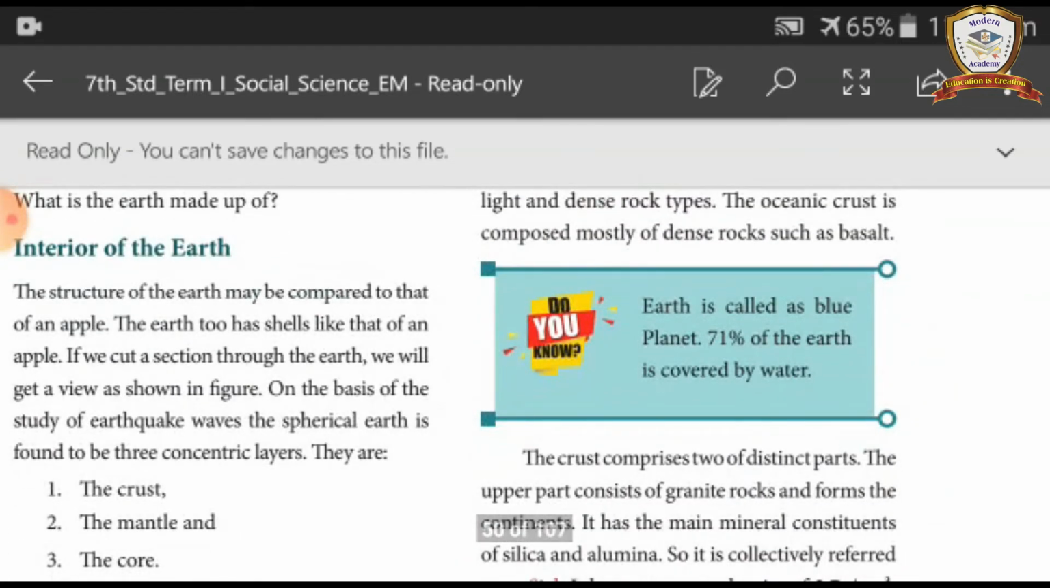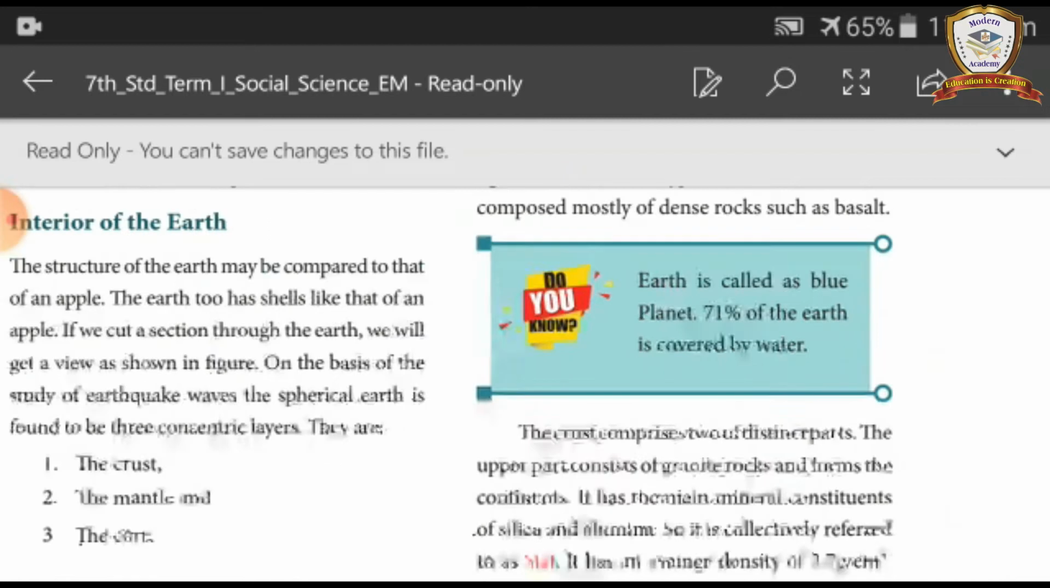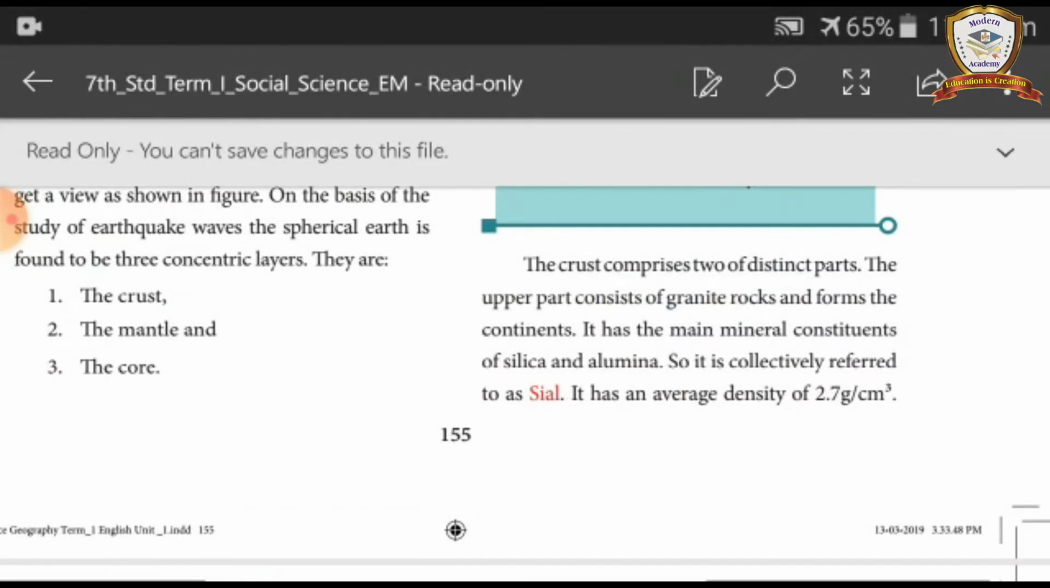Do you know? Earth is called the blue planet. 71% of the earth is covered by water. The crust comprises two distinct parts. The upper part consists of granite rocks and forms the continents. It has the main mineral constituents of silica and alumina, so it is collectively referred to as Sial. It has an average density of 2.7 gram per centimeter cube.